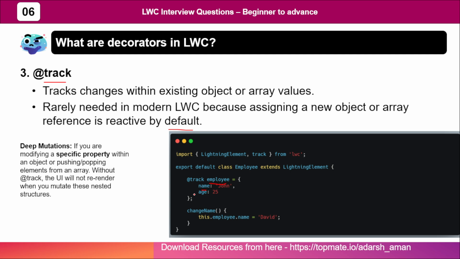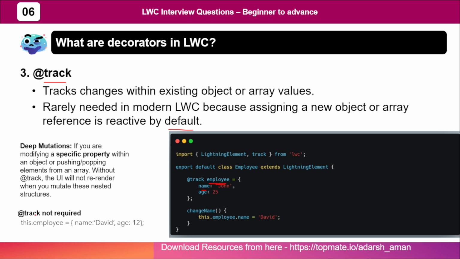So whenever the property of an object is getting changed, you have to write track even now. But if any string or integer primitive data type is getting changed, you don't need to write track anymore, because those are reactive by default, and whenever the value changes, it will get re-rendered on the page.